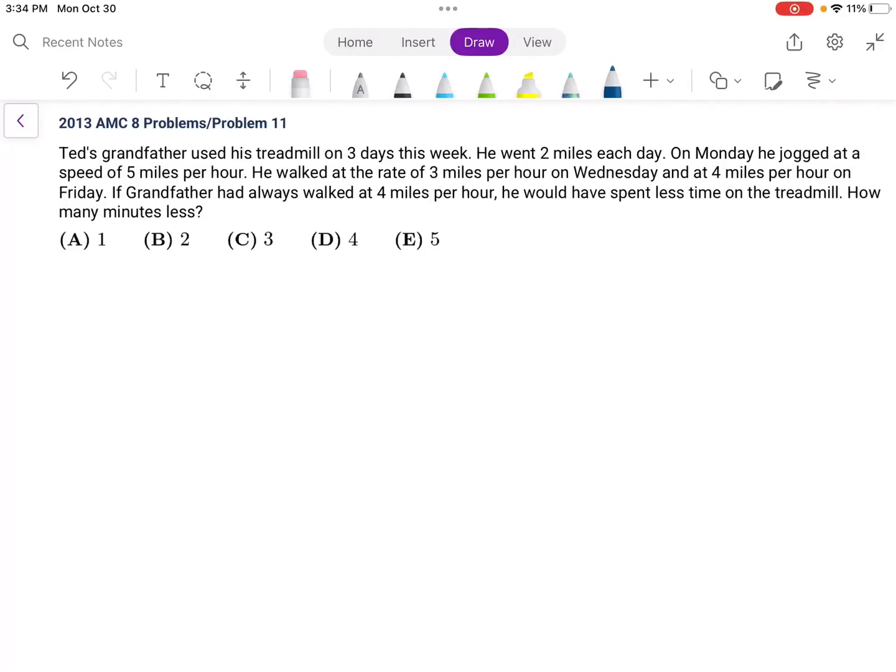Problem 11. If Ted's grandfather walked 4 miles per hour for the 3 days, and every day he walks 2 miles, then it would be 2 over 4, multiplied by the 3 days, multiplied by 60 minutes per hour, which equals 90 minutes.